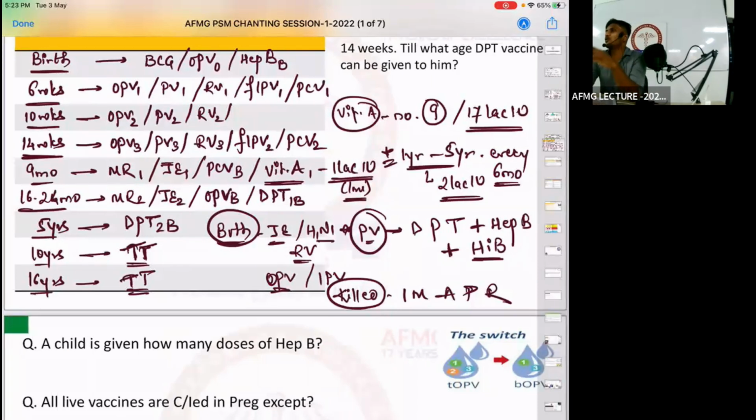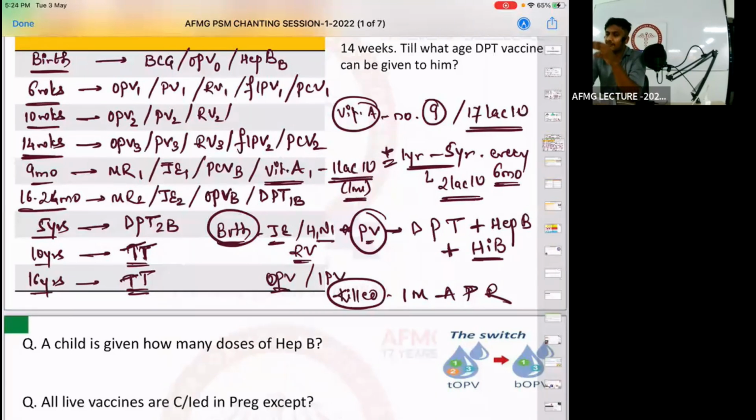Quickly, which vaccine is given intradermally, 0.1 ml on the left deltoid? BCG. BCG is given intradermally. How much? 0.1 ml. On which side? Left deltoid. If you don't remember, write it down quickly. It is important as a one liner.